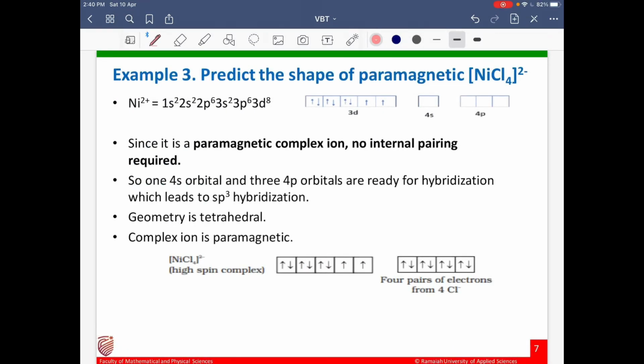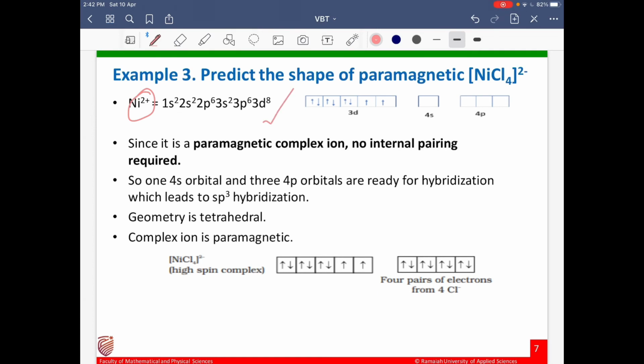Example 3: predict the shape of paramagnetic NiCl4 2-. Here the oxidation state of nickel is +2, so the charge of the nickel ion is +2. Therefore, the electronic configuration of the nickel ion is 1s2, 2s2, 2p6, 3s2, 3p6, 3d8.